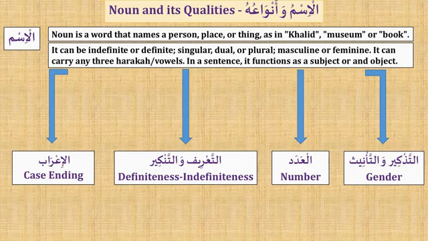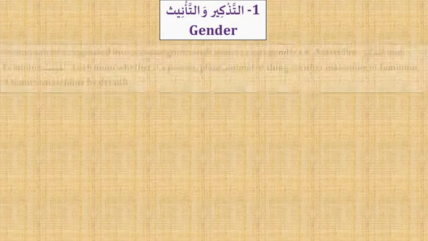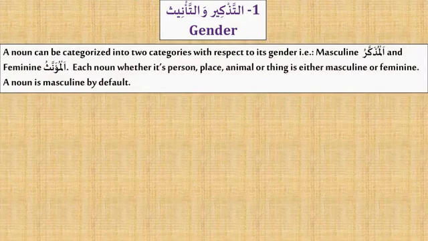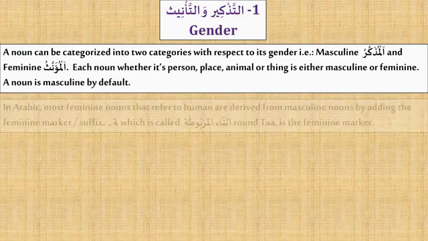Now let's begin with the first quality, at-tadhkir wa ta'nith, gender. A noun can be categorized into two categories with respect to its gender, masculine al-mudhakkar and feminine al-muannath. Masculine called al-mudhakkar in Arabic and feminine called al-muannath. Each noun, whether it is person, place, animal or thing, is either masculine or feminine. A noun is masculine by default.